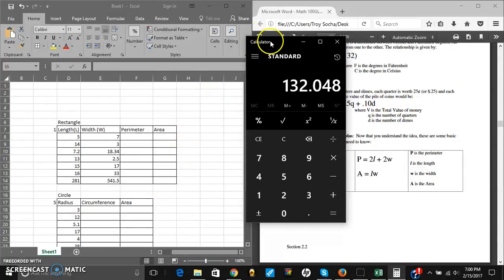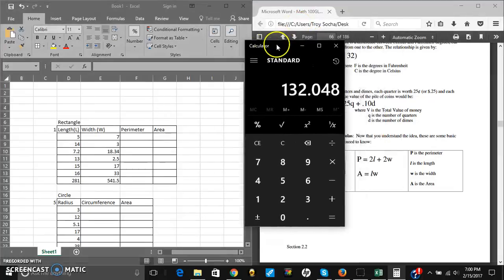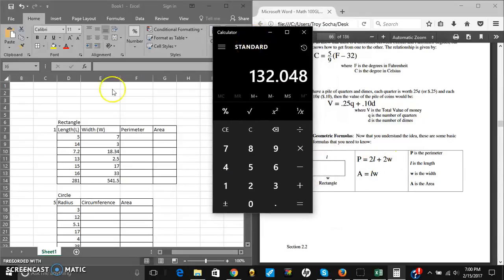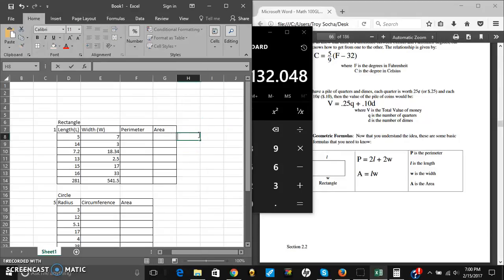Now we have our formulas and our calculator. This first one is saying that we have a rectangle with a length of 5 and a width of 7. If our width is W and our length is L, then our perimeter will be 2L plus 2W. So we take 5 times 2 plus 7 times 2, which is 10 plus 14, which equals 24.